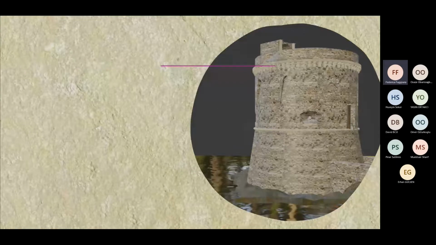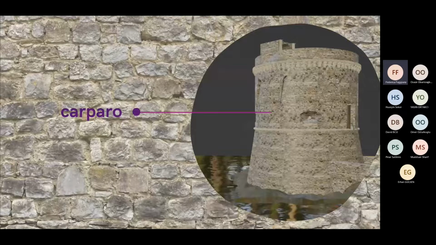Carparo was used for the exterior cladding of the tower and the bridge.